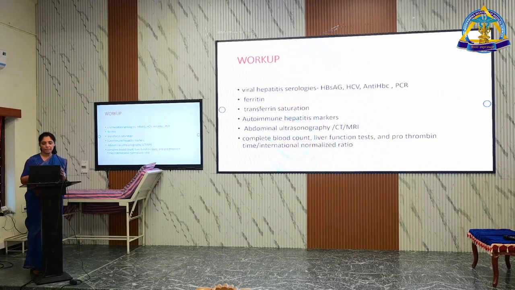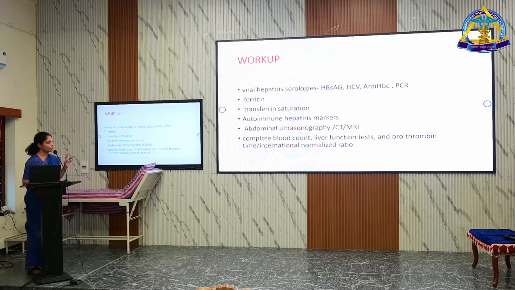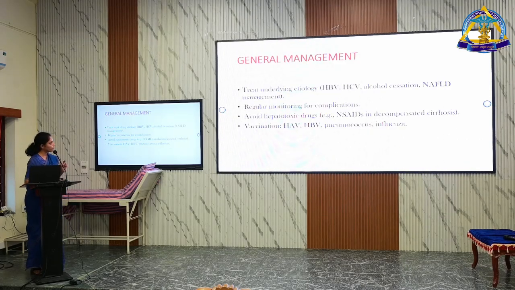Because alcoholic cirrhosis, only due to alcohol, takes much more time. So when a young patient, even with a history of alcohol intake, comes, you should evaluate whether there are any competing etiologies. And then you should go for the complete blood count, LFT and prothrombin time, and INR also, to stage the disease. So coming to the management, general management is you should always treat the underlying etiology.